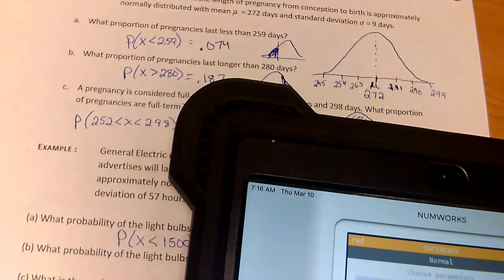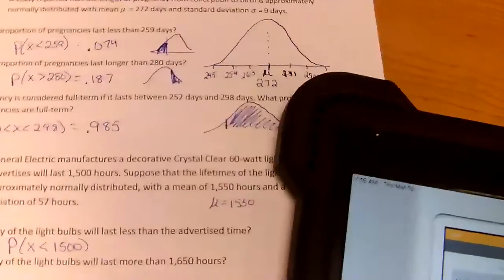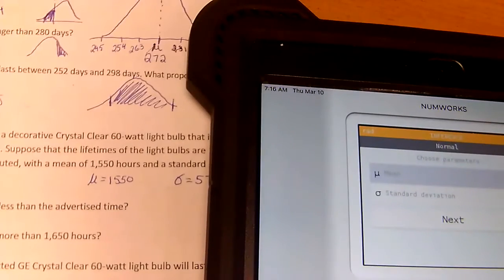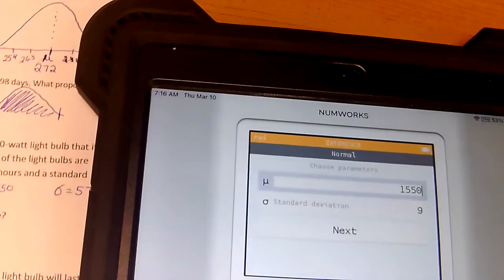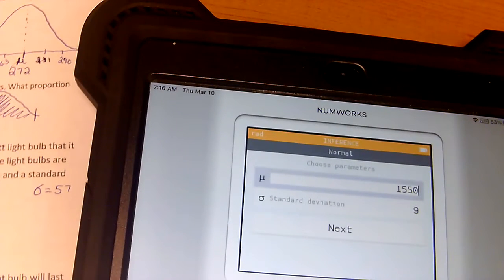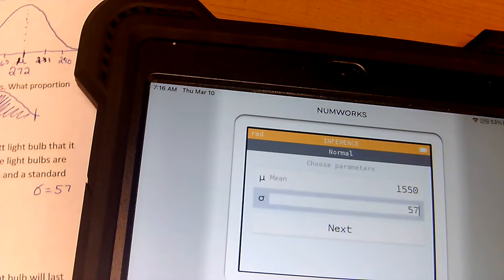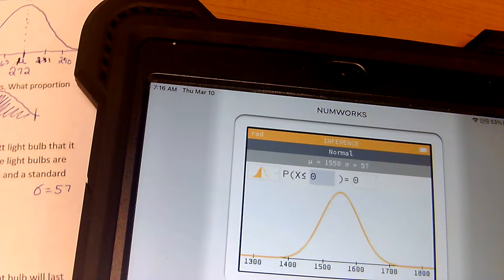So I need to change my mean. What was the mean? The mean was 1,550. And the standard deviation was 57. And we want to know what probability of having a light bulb that lasts less than the advertised value. And I get 0.19.